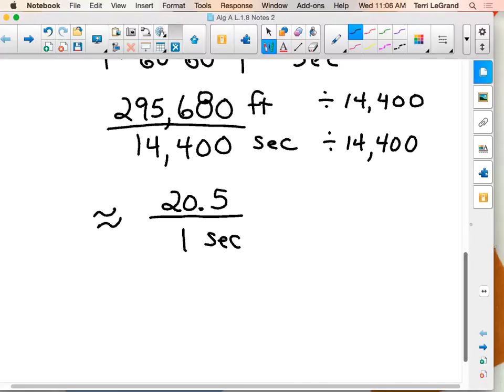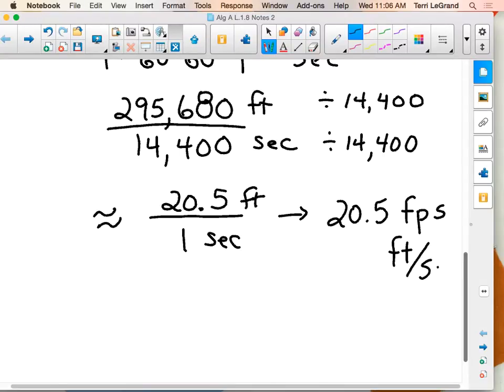And so now we can say that our answer is, and these are feet, by the way, right? Upstairs are feet. So another way we could write this is 20.5 FPS, feet per second. Or you could write it like this, if this makes more sense to you. You could do it like that. That's another way.